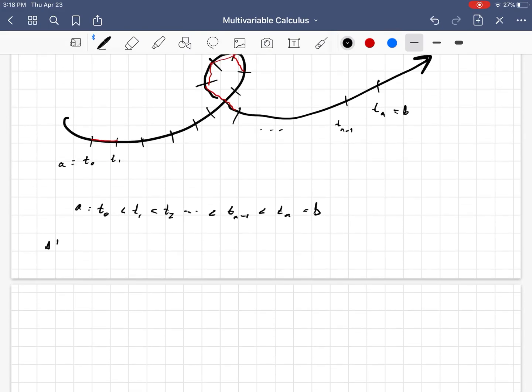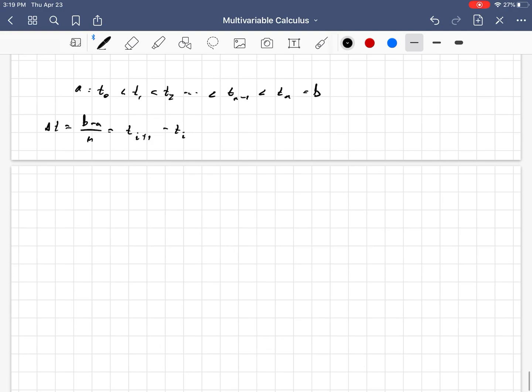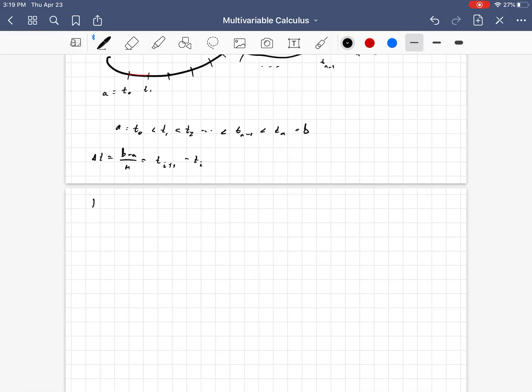So we have a being equal to t naught, which is less than t sub 1, which is less than t sub 2, which is less than t sub n minus 1, which is less than t sub n, which is just equal to b. So our delta t is, of course, b minus a over n. In other words, the change in our parameter t, so from here to here, or from here to here, or any change in t. So it's also t sub i plus 1 minus t sub i.